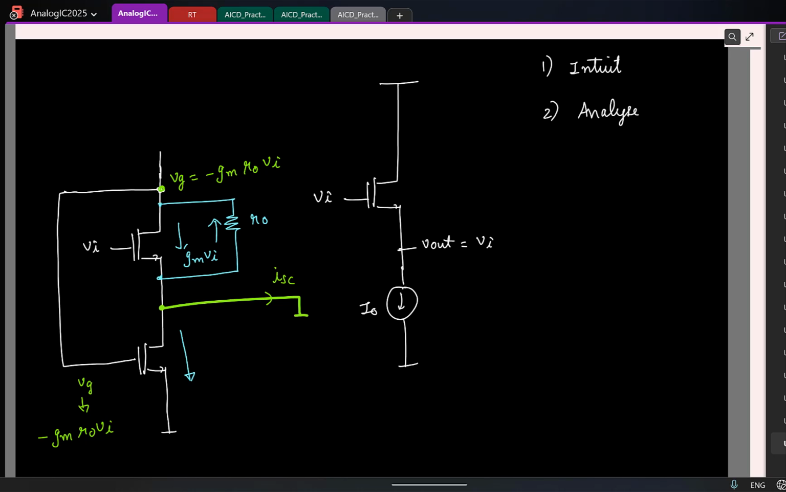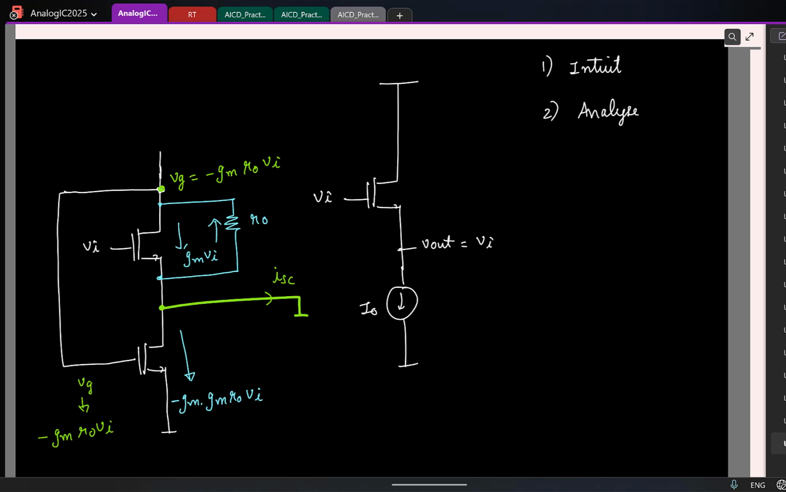I mean gm times this gate voltage. So that's going to be gm times minus gm R0 times vi. Now do you think R0 of this transistor will play a role? Why? Yeah, R0 is connected from drain to source. Both drain and source are small signal ground. That's basically out of the picture.